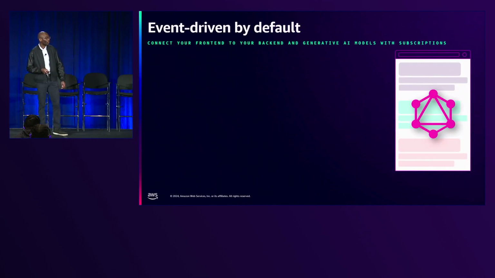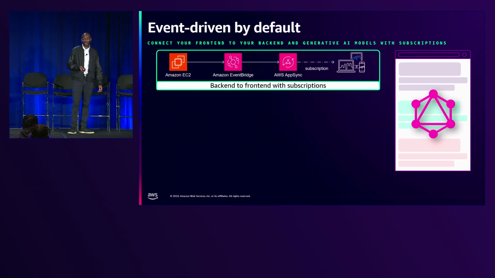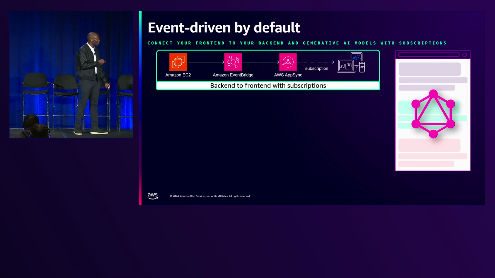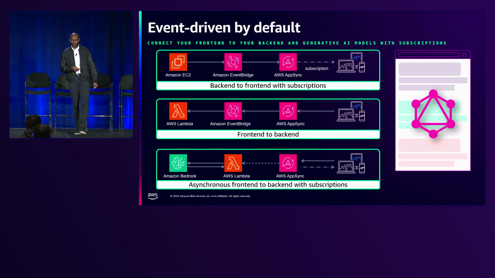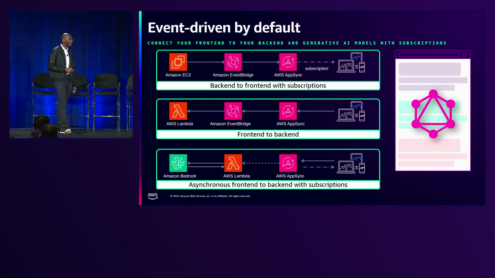And last but not least, we have a lot of folks that are really interested in event-driven architecture. And the good thing here is that we support event-driven architecture out of the box in a lot of different ways, right? You can use AppSync as part of an EDA, event-driven architecture, where the backend talks to the front end with subscriptions. So for example, here I have an EC2 instance that publishes the message to EventBridge, and we have an AppSync target in EventBridge. It sends it to AppSync. You can do the same thing from front end to back end, and you can also do a synchronous front end to back end with subscriptions, which we looked at with models and Amazon Bedrock.